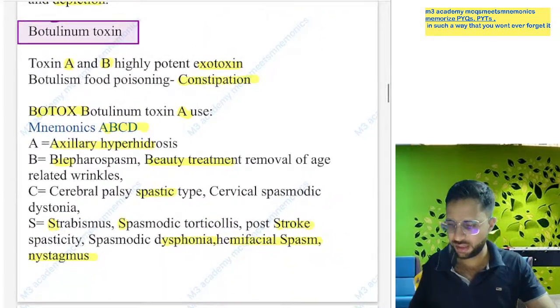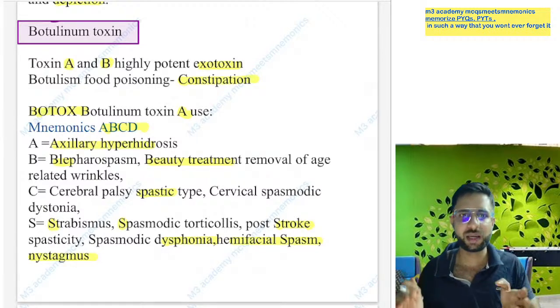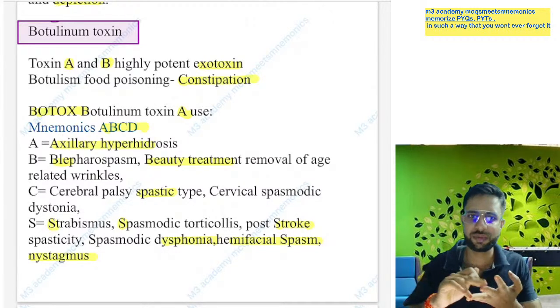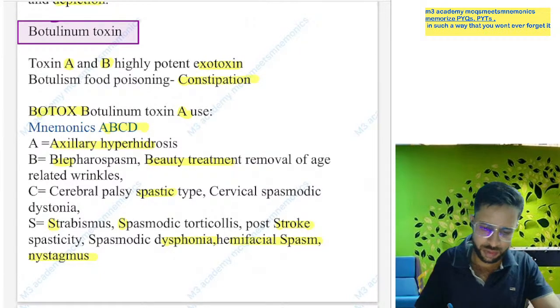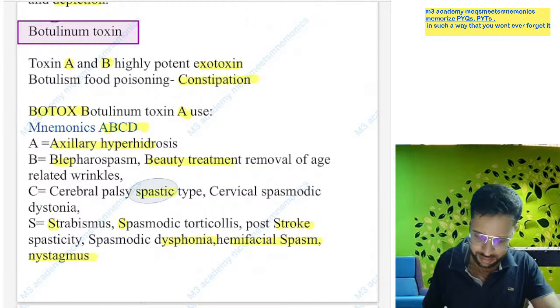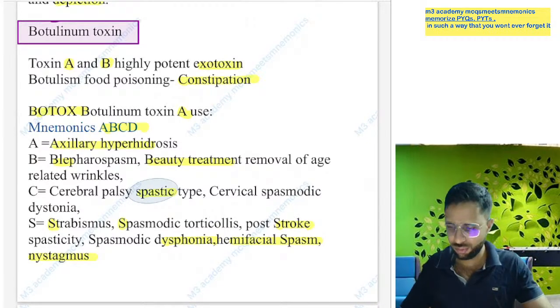You can easily remember it by ABCD. Axillary hyperhidrosis, blepharospasm, cerebral palsy, mainly spastic type, strabismus, spasmodic torticollis. Please remember this. This is not flaccid, this is spastic. Because it causes flaccid paralysis, it is used in spastic conditions.